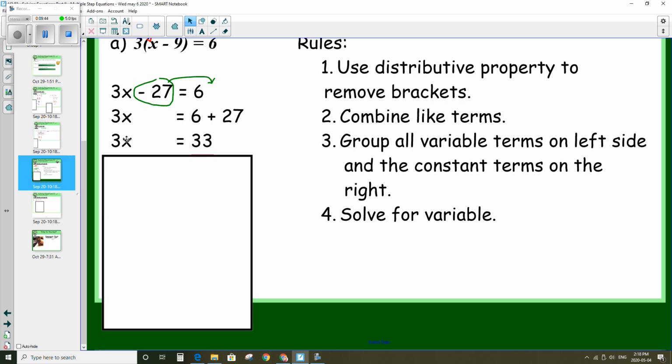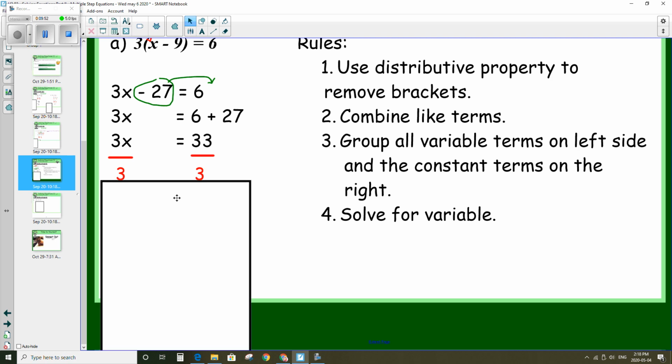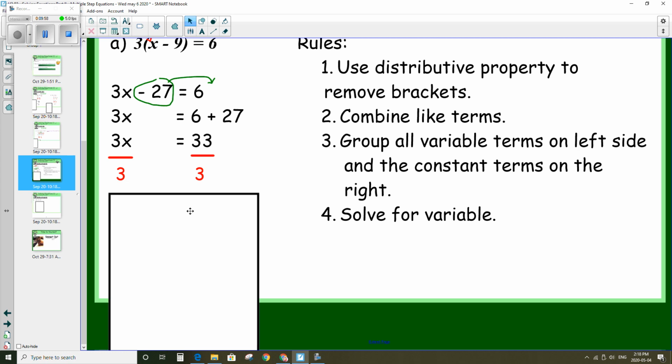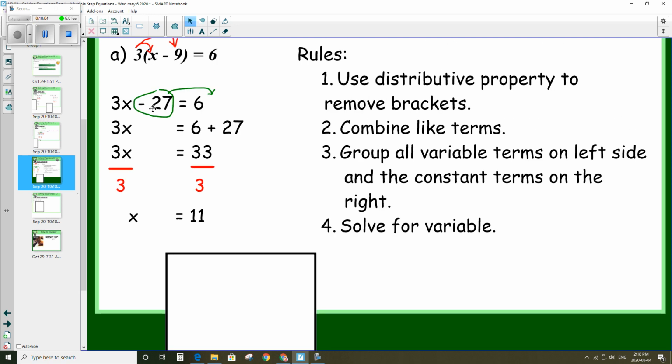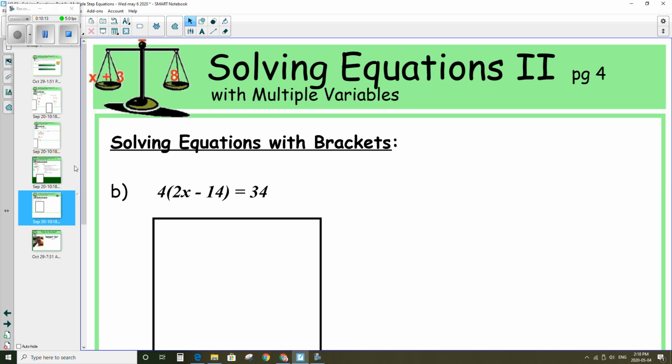And now we're going to do the same thing we did the last question. We need to eliminate that 3 in front of the x. It's being multiplied. The opposite is division. So I'm going to divide both sides by 3. And on the left I have x, and on the right 33 divided by 3 is 11. There we go. So you might find this idea easier if you just think of it as moving a term from one side of the equal sign to the other and just changing the sign.